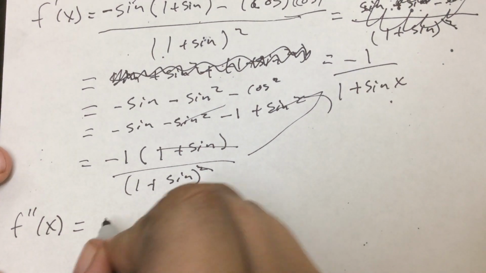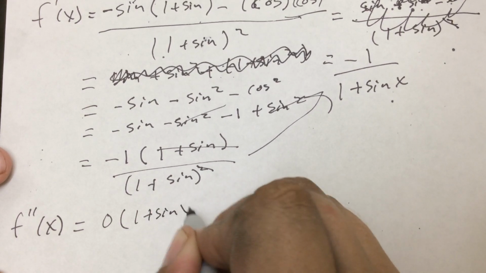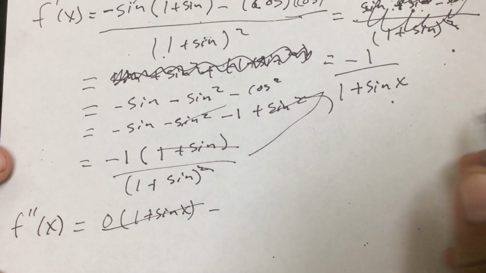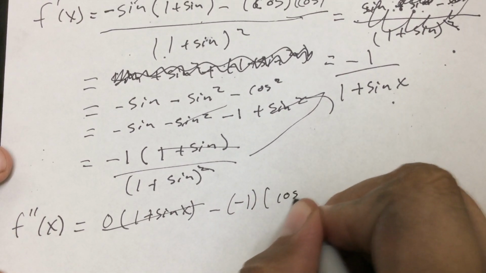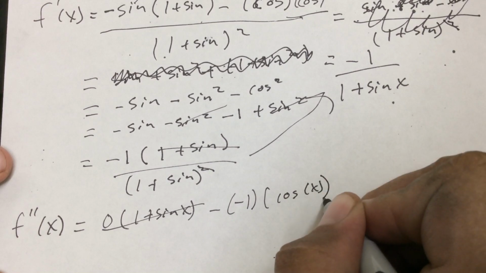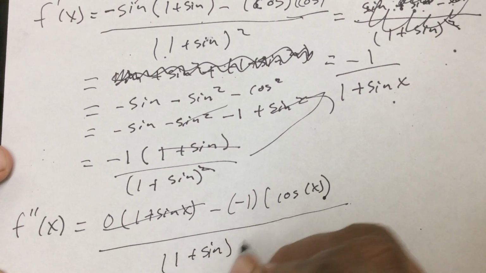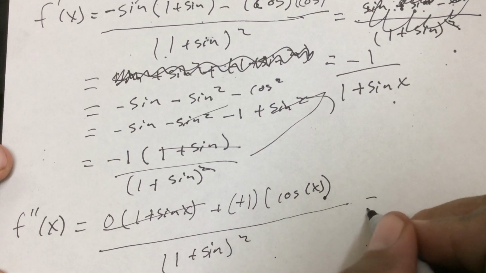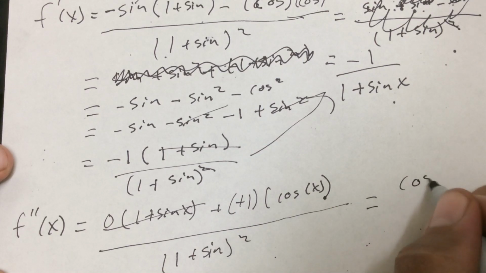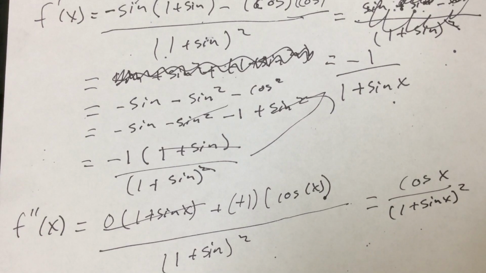So second derivative of the top would be 0 times the bottom of 1 plus sine of x, which will all be gone, minus our top times the derivative of the bottom, which would be a cosine of x, all over our 1 plus sine squared, which would cancel to be that, 1 times cosine, so we just get cosine of x over 1 plus sine of x squared. That was so much better.